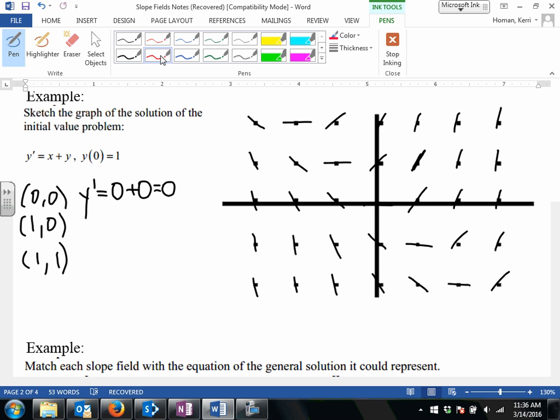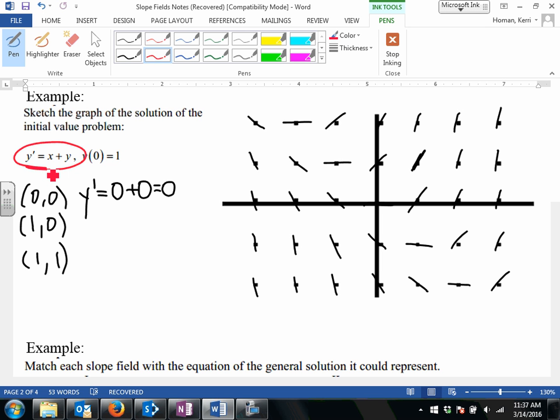Since this is x plus y, you'll notice there's a diagonal pattern, right? So 1, -1, 0, 0, 2, -2, -2, 2, -1, 1. Those are all going to have slopes of 0, so you see that diagonal pattern. So this is y prime equals x plus y. We can't separate those variables and integrate both sides. It's just not possible. So we have our slope field here, representing the general solutions for our differential equation.